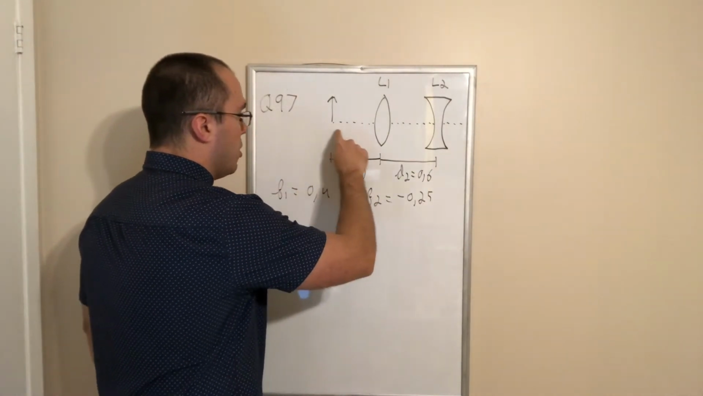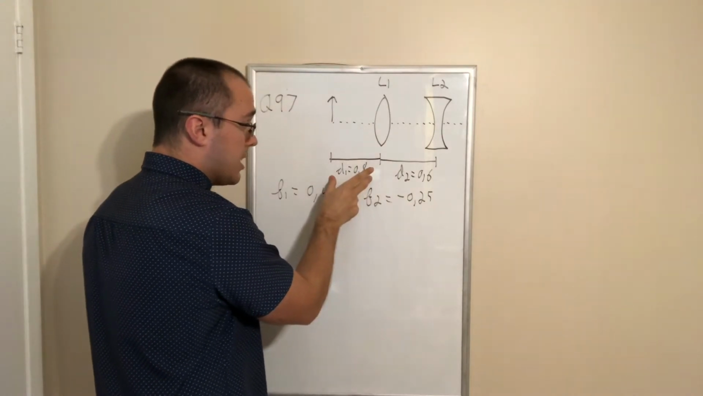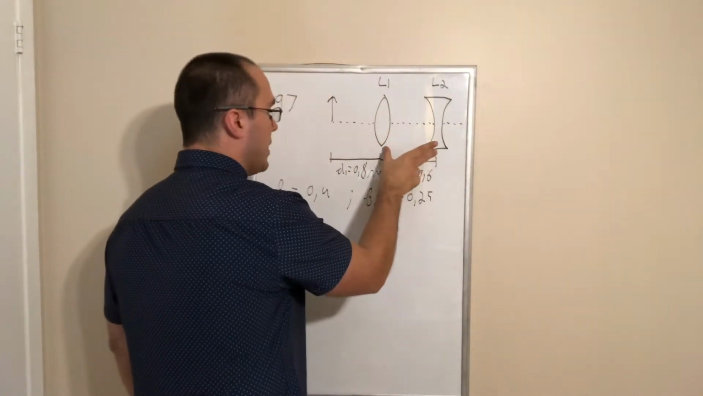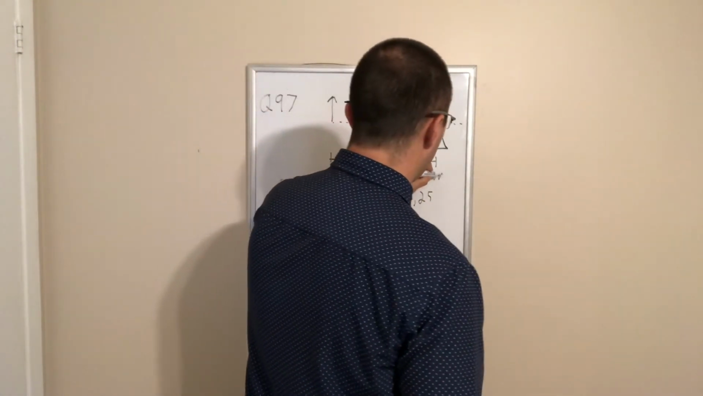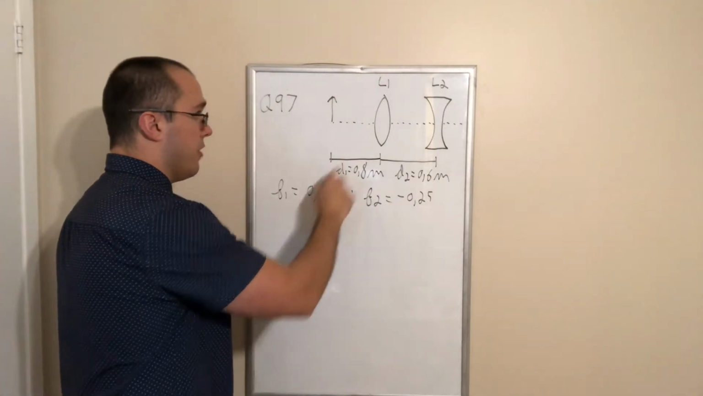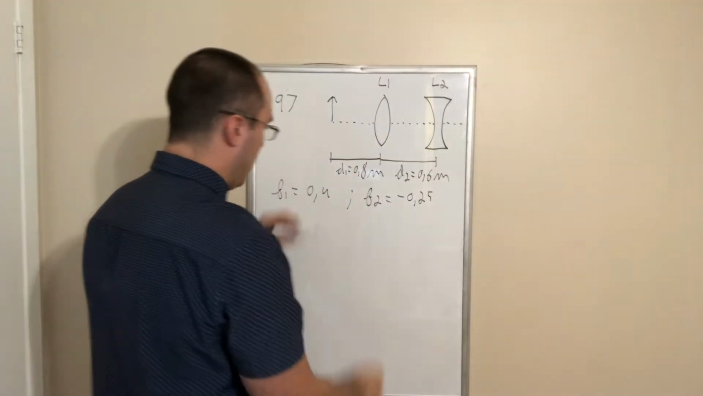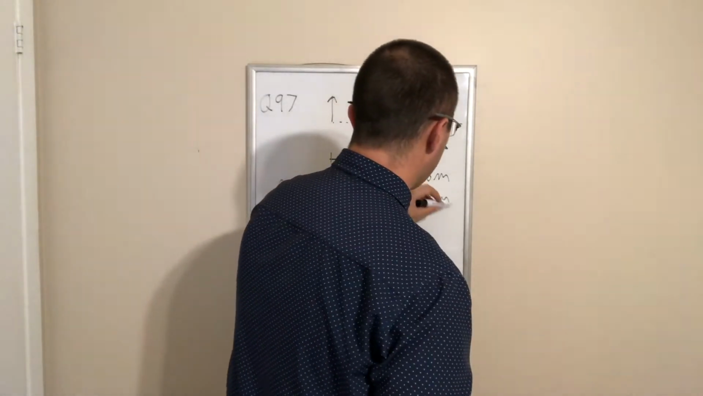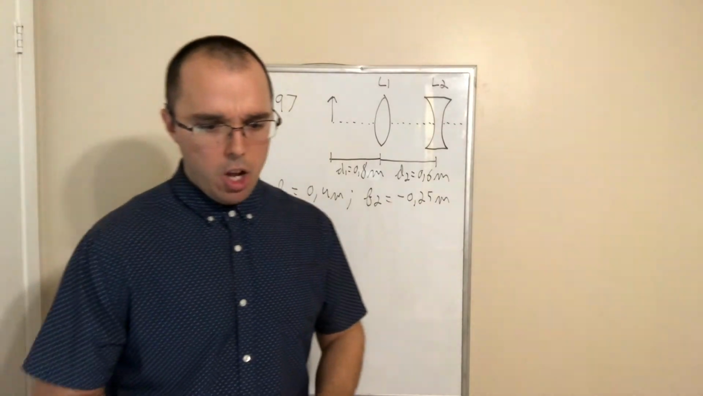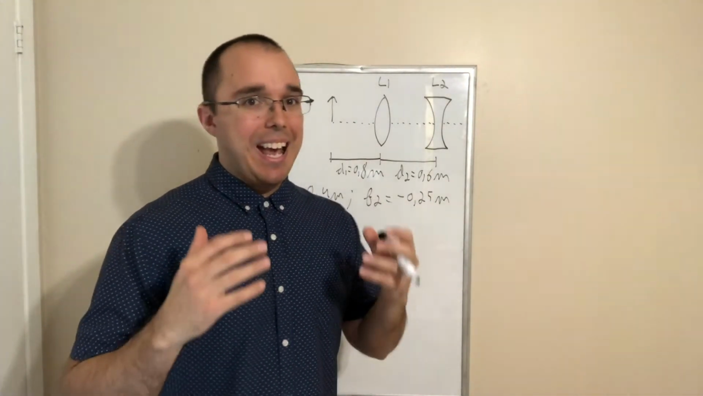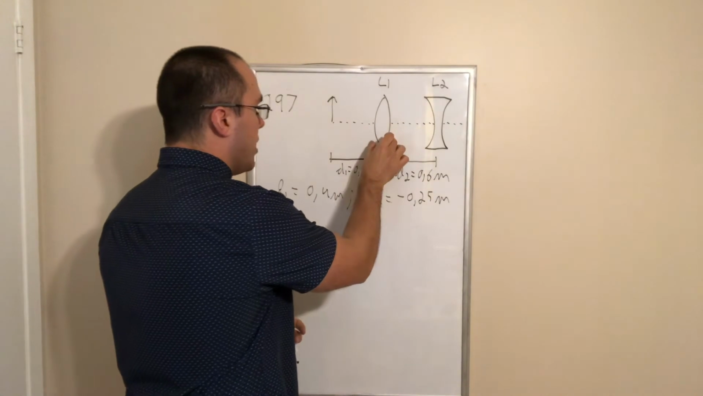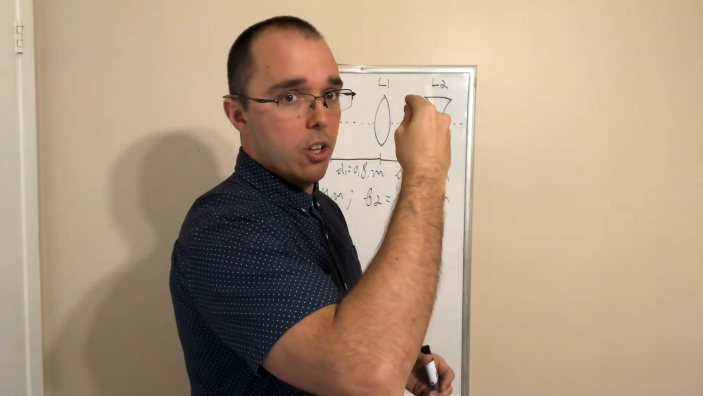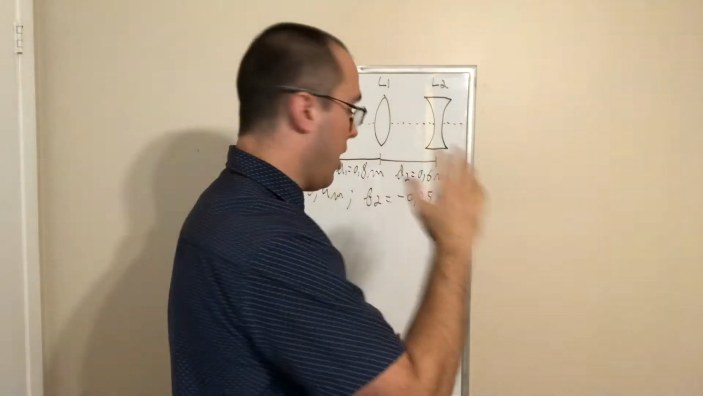So here we have all the relevant information that we are given. The distance here, D1, is the distance of the object, basically 0.8 meter. The distance between the two lenses is 0.6 meter. We are also given the focal length of the first lens, which is 0.4 meter, and F2, which is minus 0.25 meter. All right, so the first step is to find where is the image of the first lens, and this will serve as our object for the second lens.